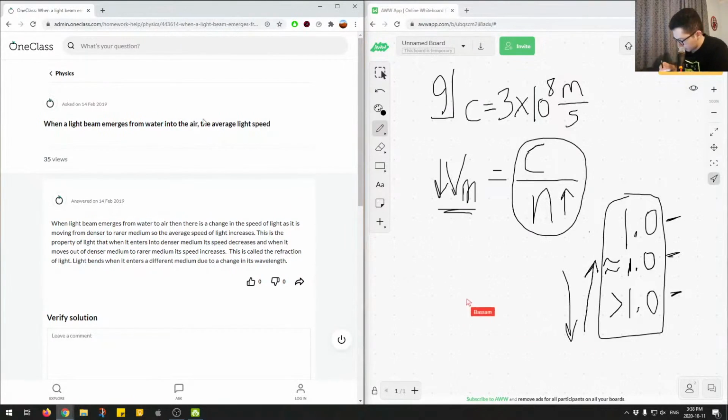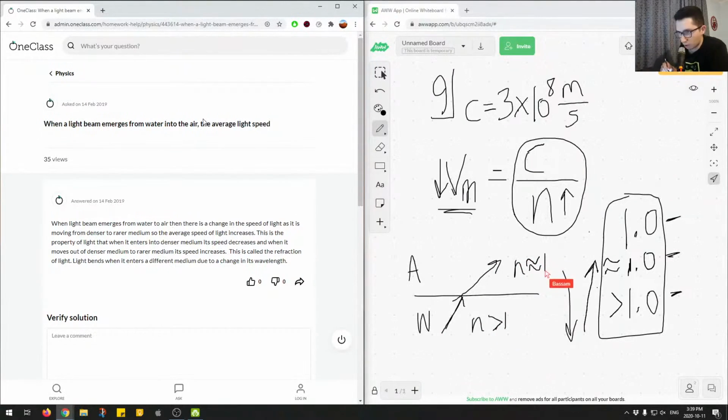Let's say we have water over here, and then air. We have some beam, and then it gets refracted, so the angle changes. Here n will be a little greater than 1, and for air, n will be a tiny bit greater than 1, but much closer to 1 than water, and that's why we get slower speed in water and higher speed in air. And then we know the average speed of light will increase.